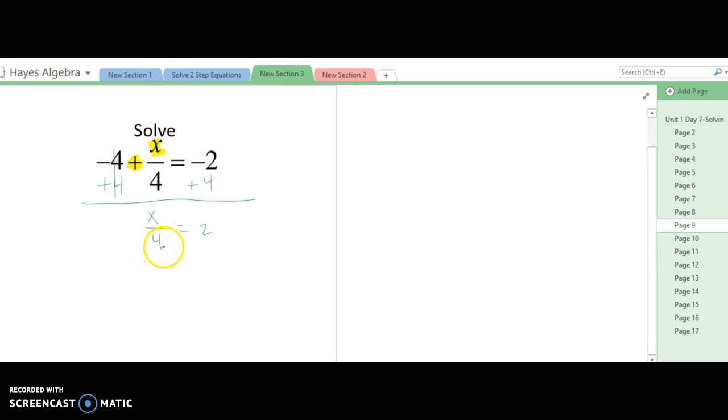Now, how do I get rid of the 4? Since it's linked to x by division and it's in the denominator, I'm going to multiply by 4. And what do I bring down? The x. And what is 2 times 4? It is 8.